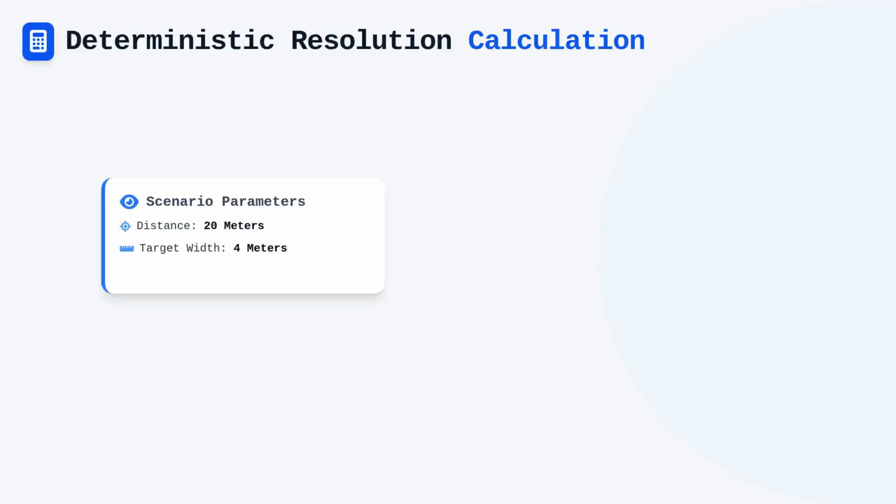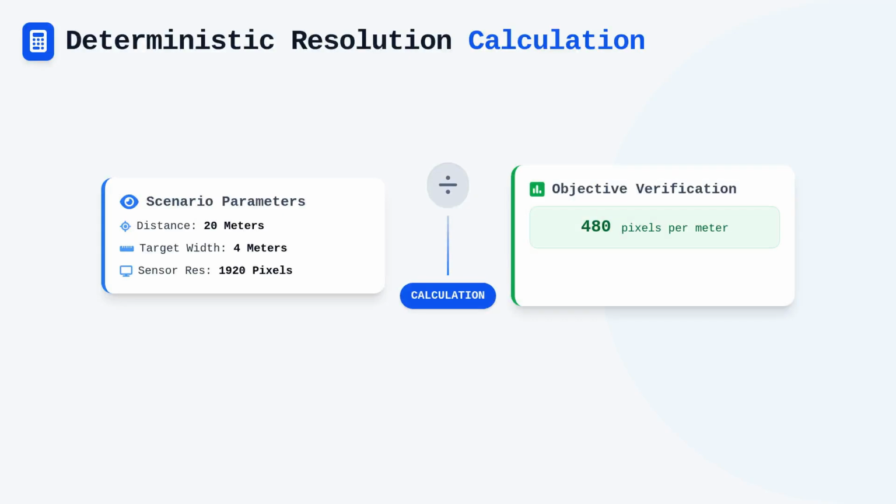To make these calculations deterministic, we must map our desired resolution against the physical capabilities of the sensor and the field of view. Suppose we have a scene where we need to identify license plates at a distance of 20 meters. We know the width of the target area, for example, 4 meters across at that specific distance. If our camera has a horizontal resolution of 1920 pixels, we divide those 1920 pixels by the 4 meters of width. This gives us 480 pixels per meter.